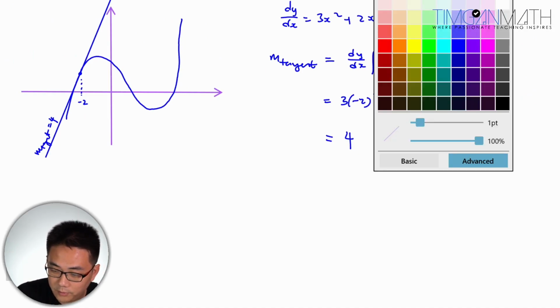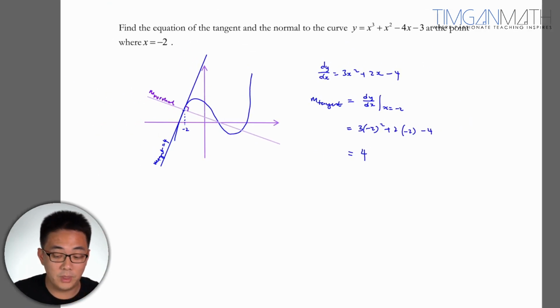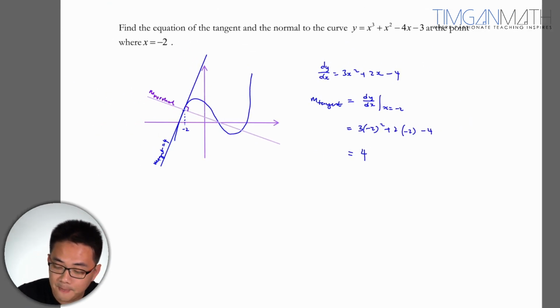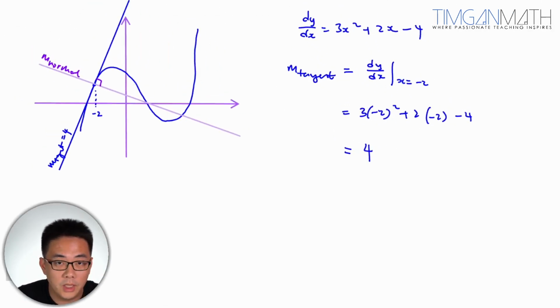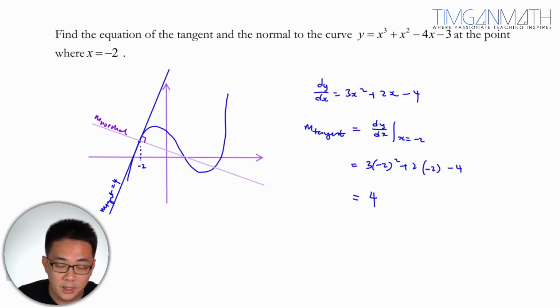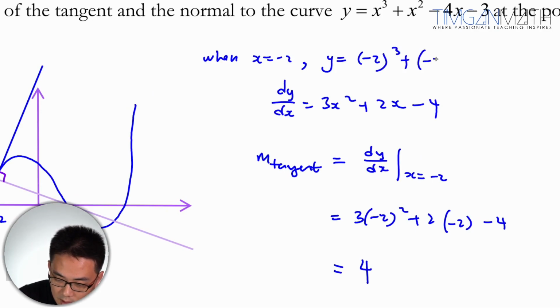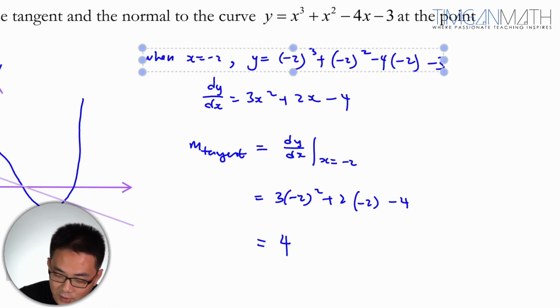And if you want to find the normal, this is the equation of the normal. So m normal is here. We know that m normal multiplied with m tangent will be -1. That's the reason why we need m1 times m2 equals -1. But before that, we need to find the value of y. So when x equals -2, y equals (-2) cubed plus (-2) squared minus 4(-2) minus 3. A lot of things going on, I agree.